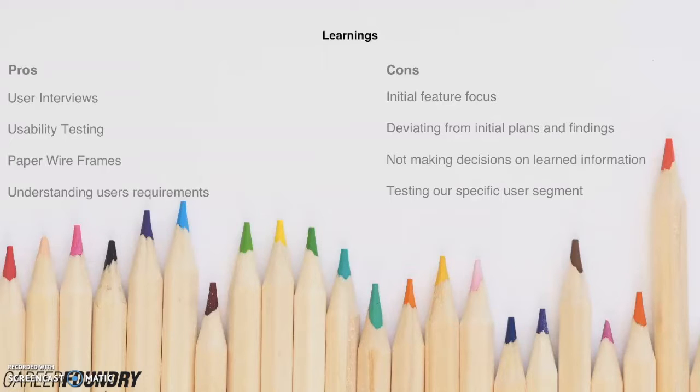The cons, well, it was our initial feature focus. I don't think that perhaps we approached it with a tight enough idea pattern, and then we deviated from the initial plans, possibly due to some of the user interviews deciding to add this feature or that feature, and then we ended up not really having anything at all. We just had lots of stuff and nothing specific, and so not making decisions on learned information was a bit of a drawback for us. And also, when we're doing our user interviews and usability testing, we need to make sure that we're testing with our specific user segment. So that concludes this presentation.